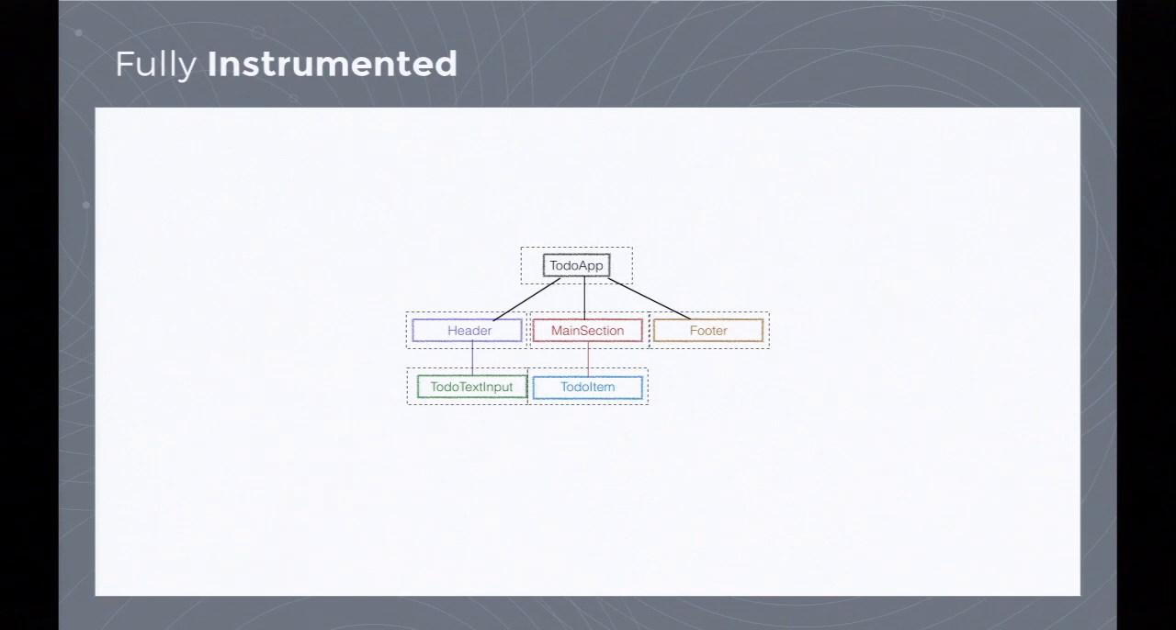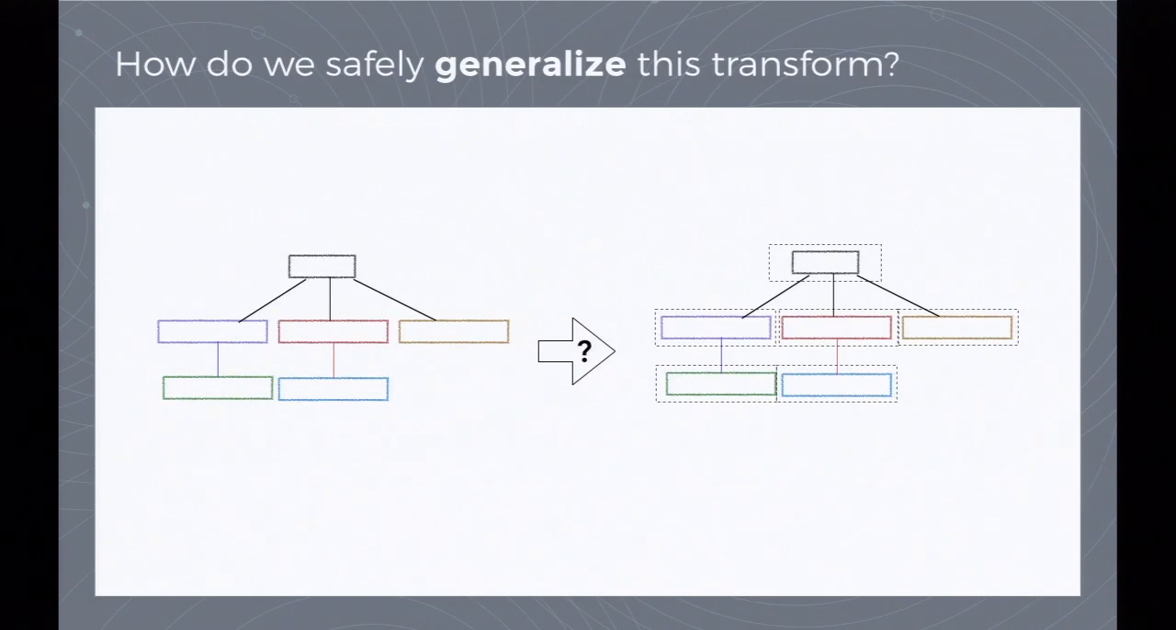That's all good and well, but how do we safely generalize this transform? Because we want this transform to be reusable as something you can just plug into your build pipeline for any application. It's not going to be just localized to To-Do MVC. I'm pretty sure we have more applications we work on than that.